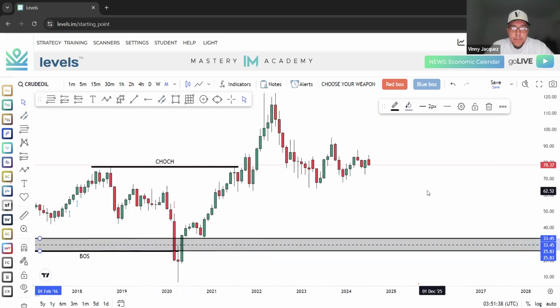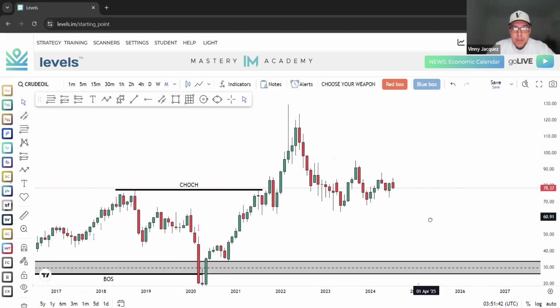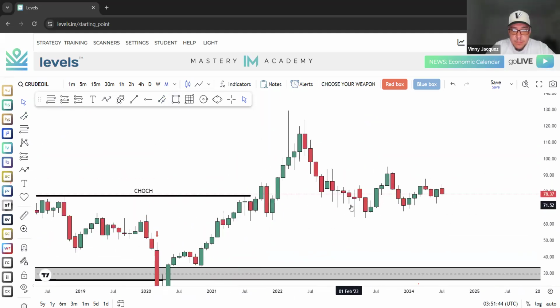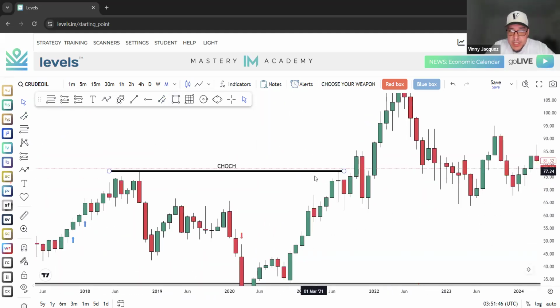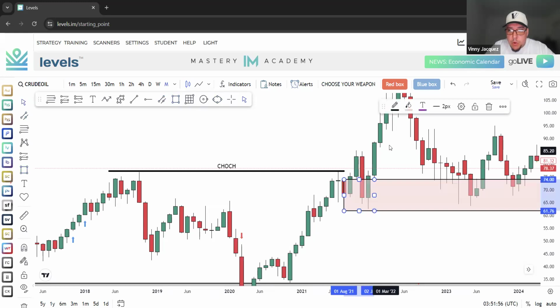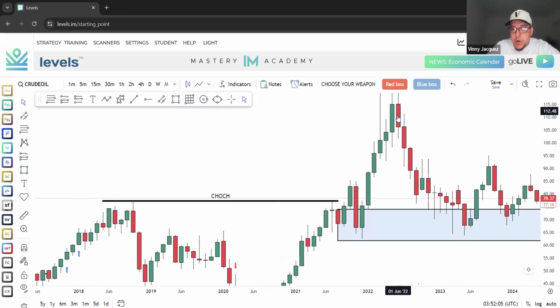Right now, let's take a look in this area. This change of character gave us a break of structure right here. So now this red candle was my starting point for buys. It had a little bit of problems. Obviously, the market went way down deep into the starting point, but nonetheless, we continued to go higher, which is good.